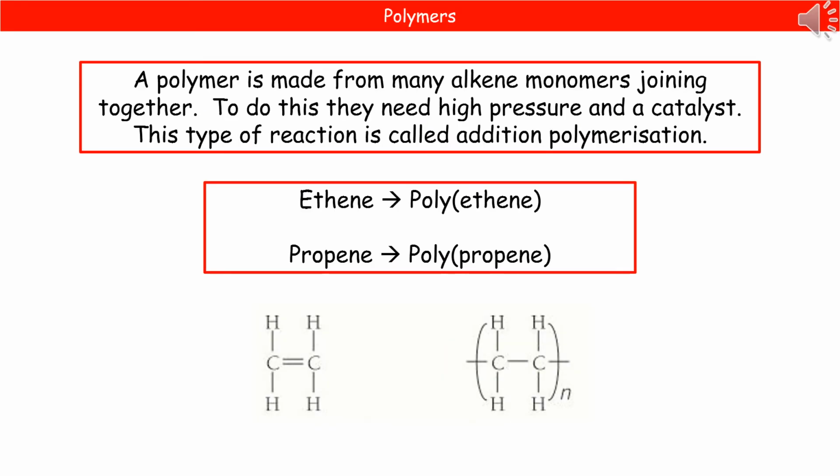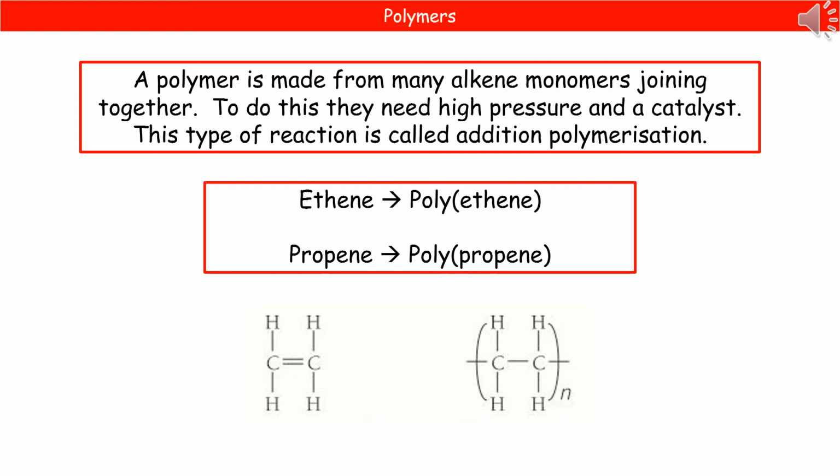Today's chemistry check is on polymers, the periodic table, and metals. When we're talking about a polymer, they are made from many alkene monomers being joined together. And in order to do this, we need high pressure and a catalyst. So when we've got this reaction, it's called addition polymerization. We're just joining lots of alkene monomers together.